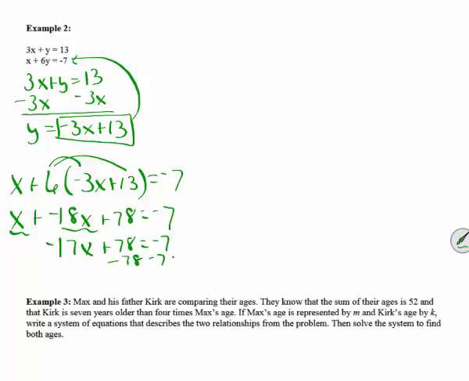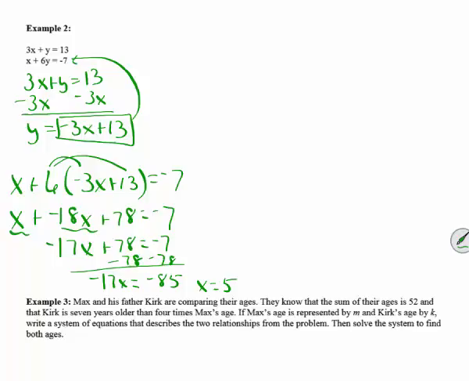Subtract 78. Negative 17x equals negative 85. Divide, I'm not going to show that just because I ran out of room. Divide both sides by negative 17, and you're going to get x equals 5. All right? Then we're going to put that into, again, either one of the equations. I don't care which one you put it into.